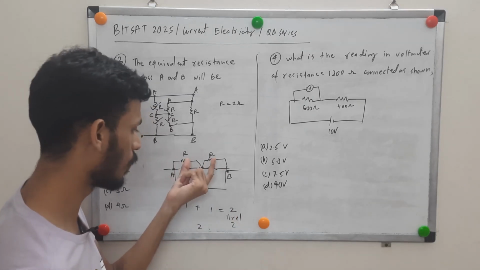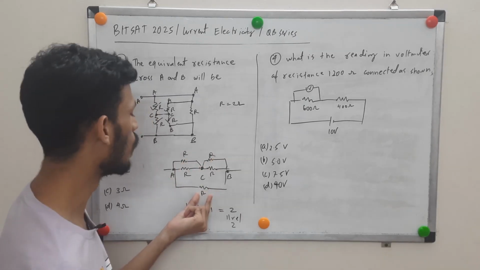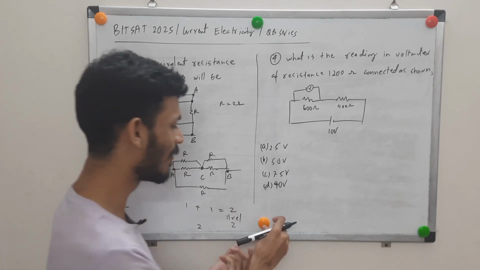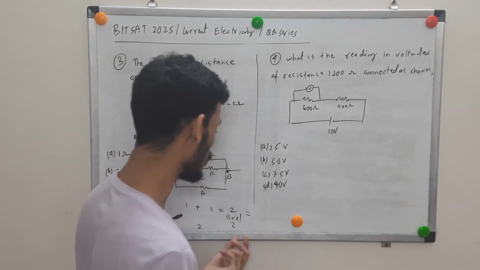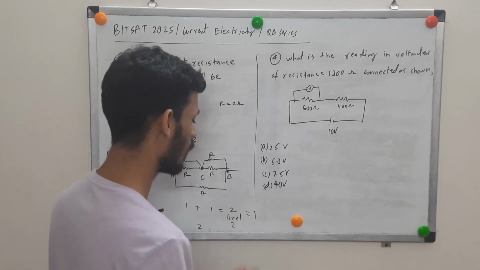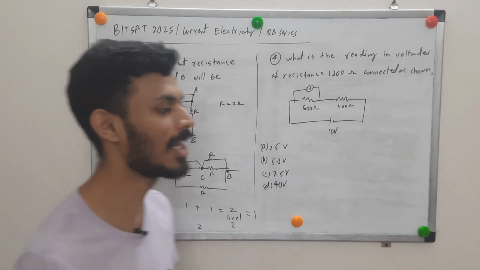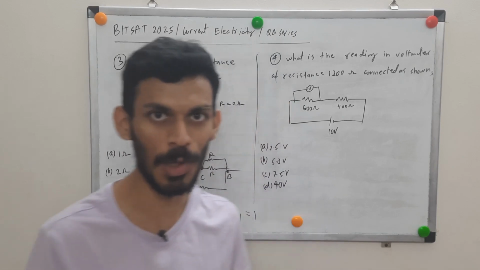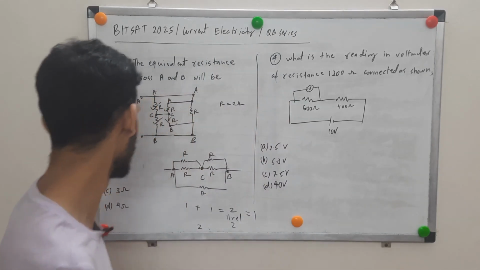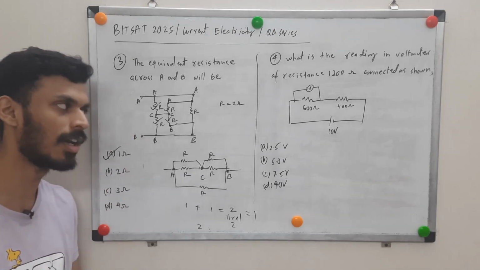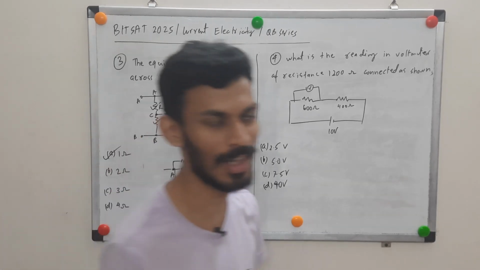So in this branch we have 2, and here also we have 2. Right, so 2 and 2 in parallel, we have 1, right? Just now I told you R and R in parallel gives you R by 2. So 2 and 2 in parallel, half of that is 1. Okay, so the correct answer over here is 1. That is your equivalent resistance.